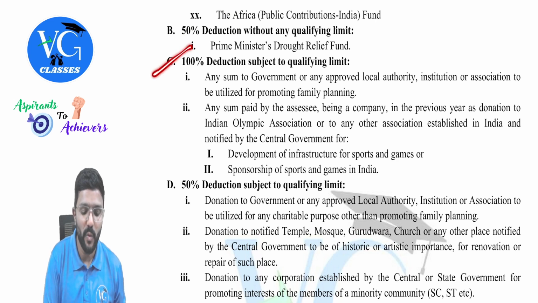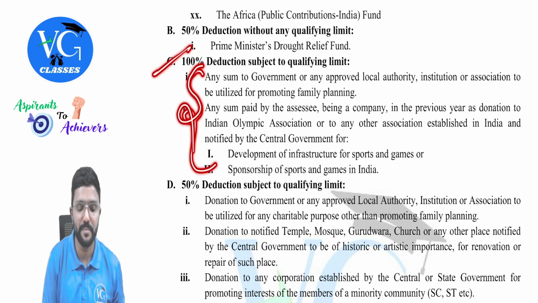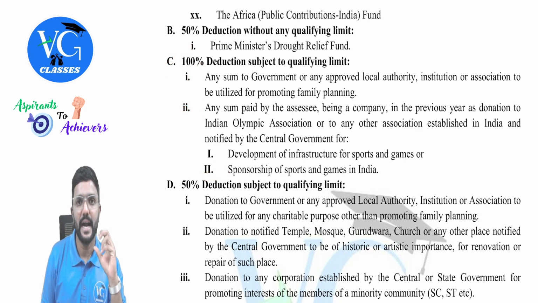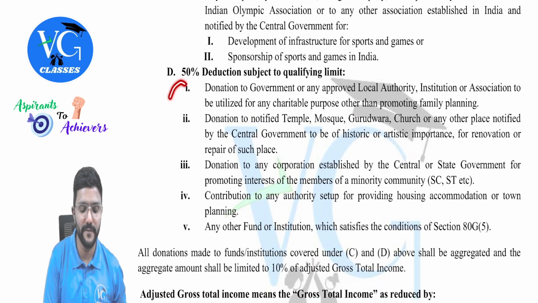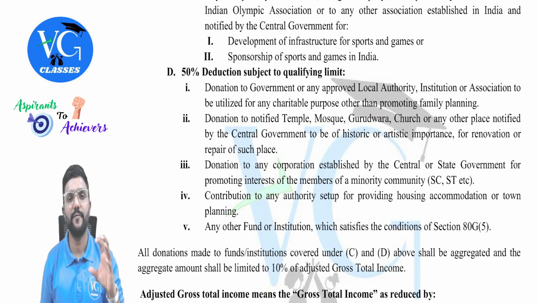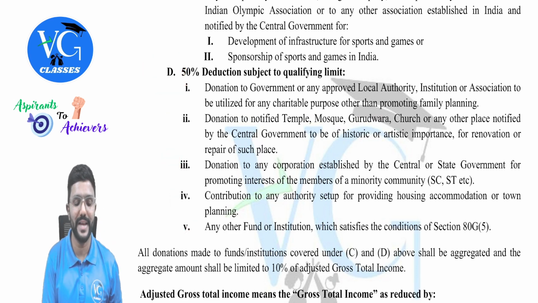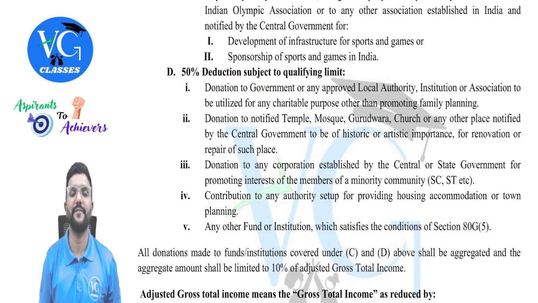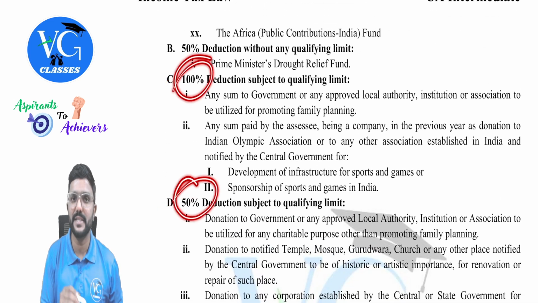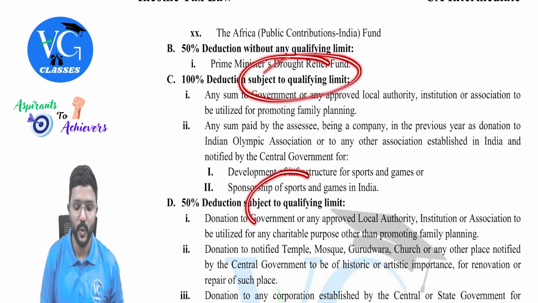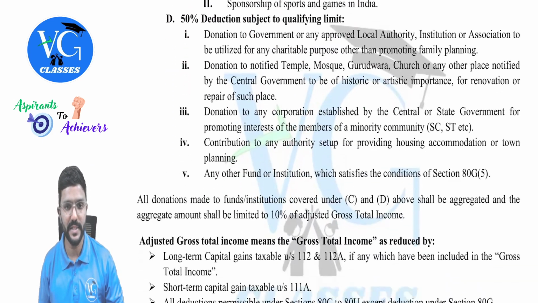Okay. Then whatever contribution you are making for these two purposes covered under C category, 100% of the amount is allowed as deduction, but subject to qualifying limit. What is the qualifying limit? We will see later. Then if you are contributing for any of those covered in D category, 50% of the amount contributed will be allowed as deduction, but again subject to qualifying limit, guys. So whatever you are contributing for C and D category, you can claim 100% and 50% respectively, but both are subject to qualifying limit. So what is it? We will see.